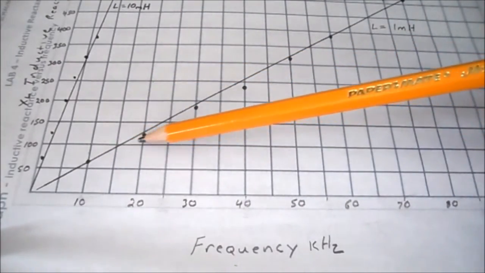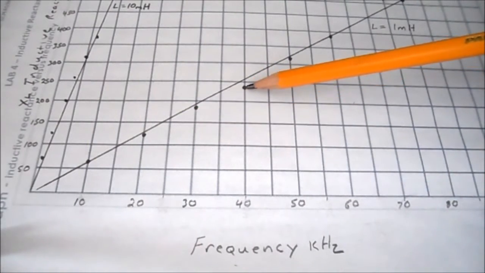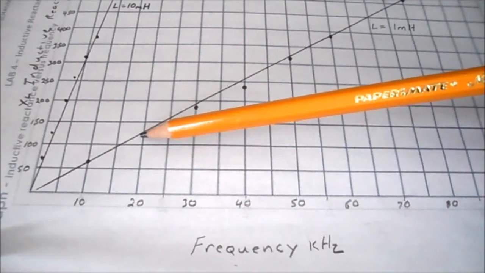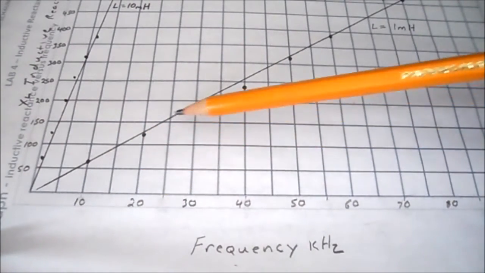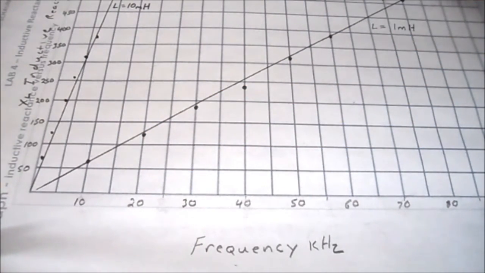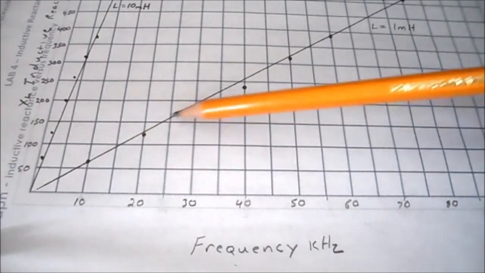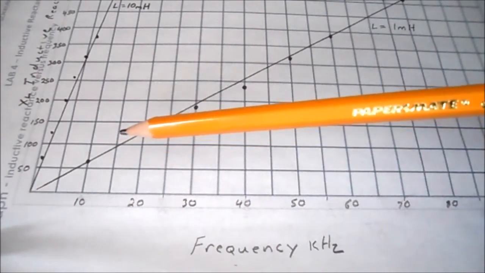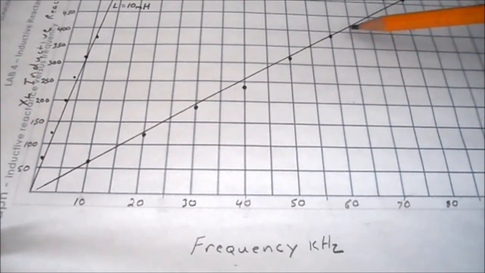Plotting the points for L equals 1 millihenry will be a lot easier for you because those dots will go on exact lines. And once again, this is going to be a linear graph, so try and draw your line through the best fit of all the points.